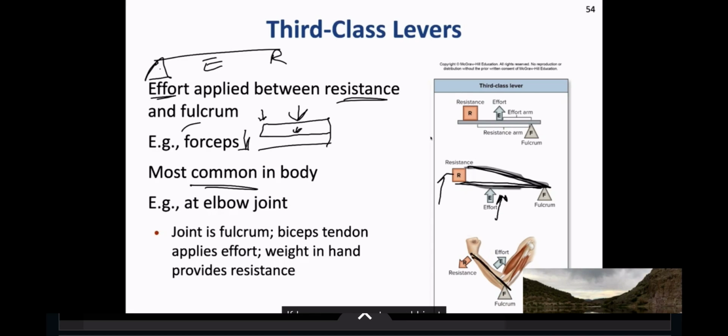If I overexaggerate and I just make the forearm one lever arm, here's the fulcrum at the elbow. The biceps brachii is grabbing and pulling there, but whatever I'm holding in my hand is pulling in the other direction. So I have to fight against it.